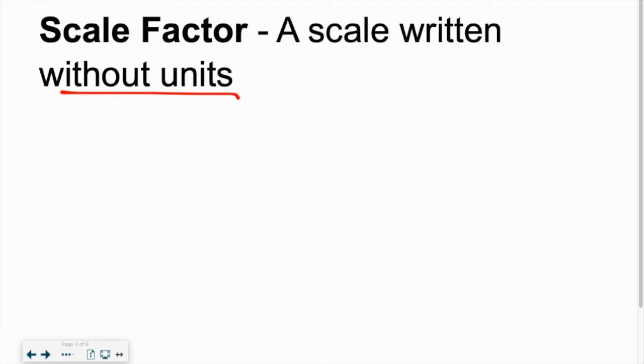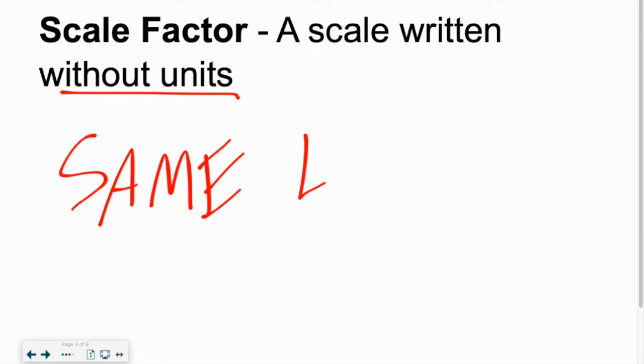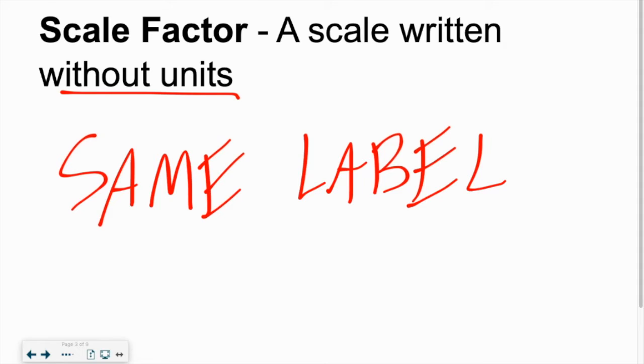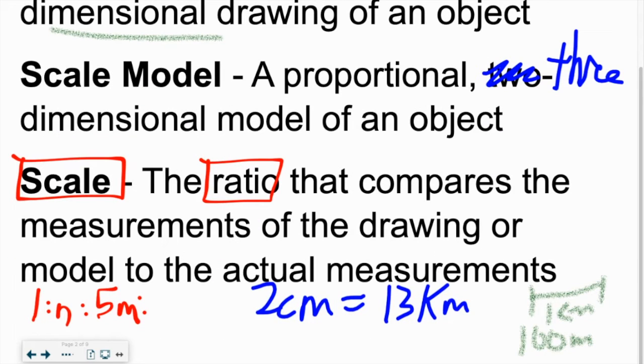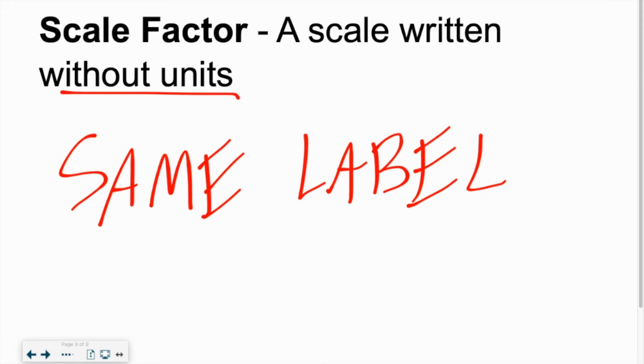It says without units. Make the note to yourself that means that they're going to have the same label. The last example, we talked about how 1 inch equaled 5 miles, or whatever we said down here on the bottom. And that doesn't work to be a scale factor. If we're going to talk about this down here as a scale factor, they both have to have the same label. They both have to be in inches or both in centimeters. We have to have the same label in order for it to be a scale factor. And we'll talk more about that.